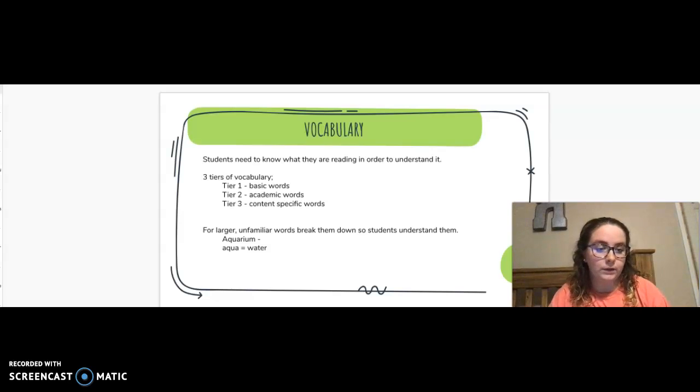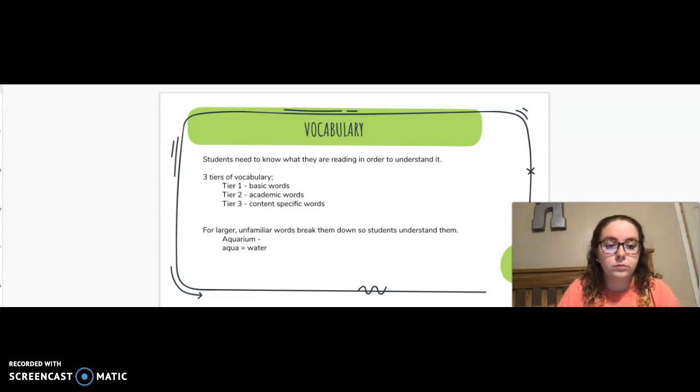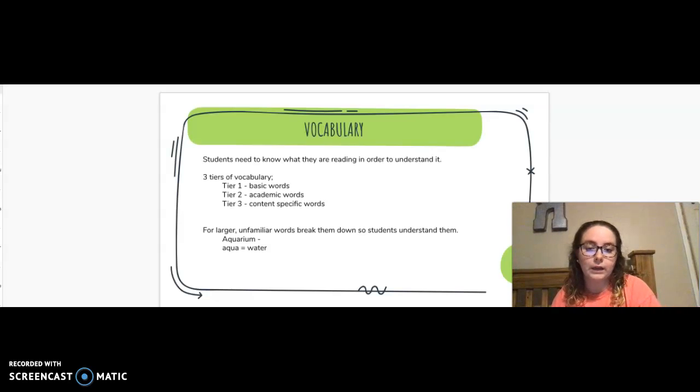So in my classroom this week, our bell work words were colony, economy, and slavery, since that's what we were learning about this week. And for larger and more unfamiliar words, you should break them down so students can understand them. So a first grader may not know what the word aquarium means, so you break it down. Aqua means water, so aquarium equals the housing of fish.